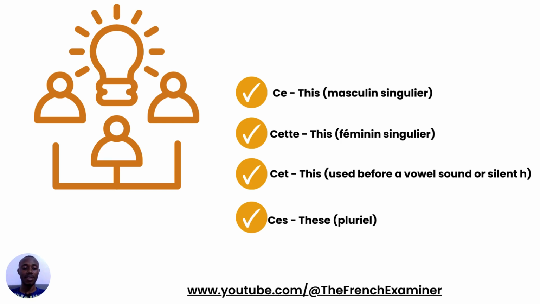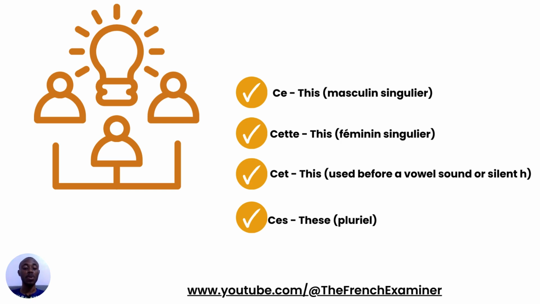Cette fille, this girl. And then the third one, when we have a masculine word that begins with a vowel sound or a silent H, that's when we use this set. For example, hôpital starts with a silent H. So normally we should use ce, but it's not possible to say ce hôpital. And instead of saying that, we say cet hôpital, this hospital. We are still going to make sentences together.